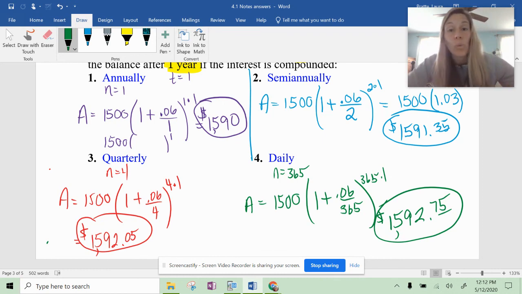Now, obviously, the more often your interest is applied, the more money you're going to make. But this was only for 1 year. So imagine how that might have an impact over 10 years or over 20 years. The higher the interest rate, yes, but also how often that is applied. Okay, so that is it for our lesson today on exponential growth.